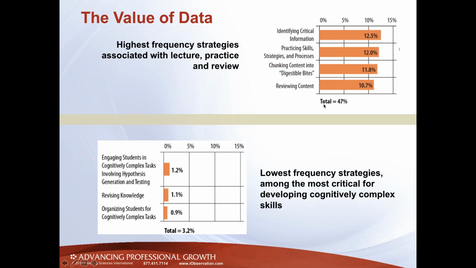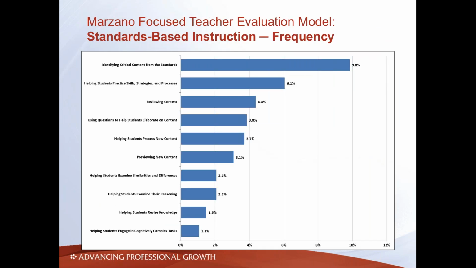So if our instruction is up here at the top right, but standards and assessment items are down here at the lower left, there is a gap. And with iObservation, districts track this in terms of how they're progressing year to year. Which brings me to my next point.